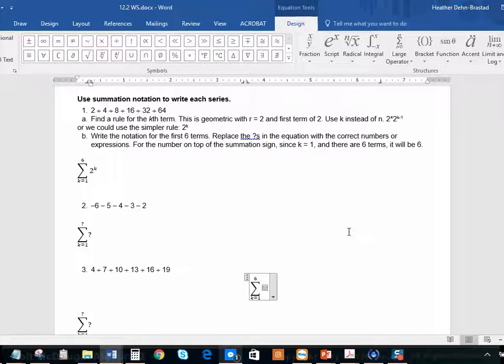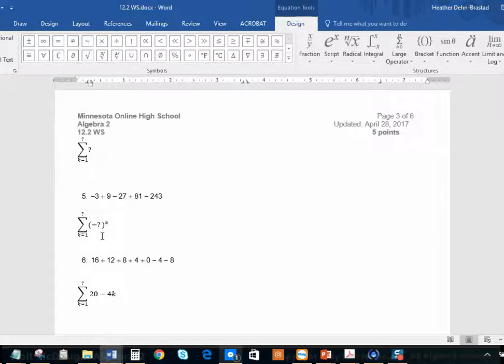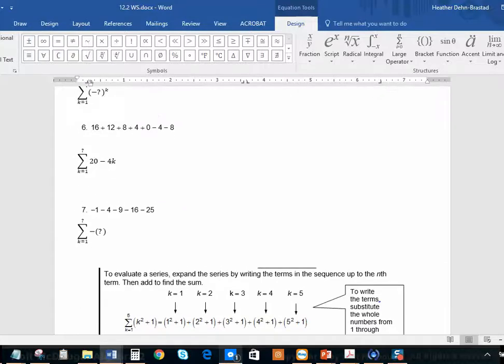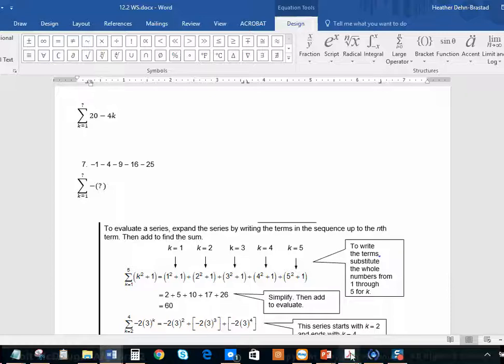I haven't figured out the rule for number 3 yet. And when you go through your worksheet, you'll see I put those little sigmas there for each of them. This one I gave you a big hint that it's to the k power. Actually, maybe this is, yeah, that'll work. And you just go through it like that. Okay, going back to our lesson.